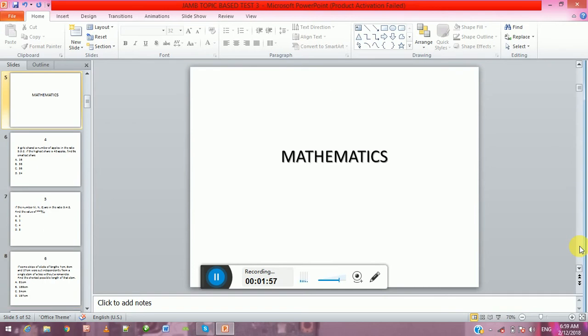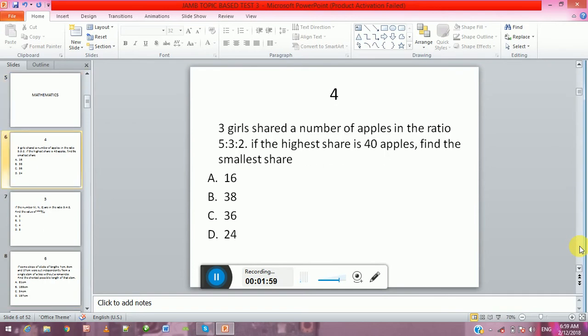We go to mathematics. Three girls shared a number of apples in the ratio 5:3:2. If the highest share is 40 apples, find the smallest share. A. 16. B. 38. C. 36. D. 24.